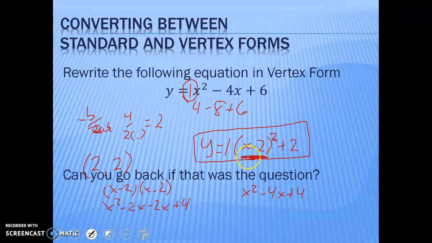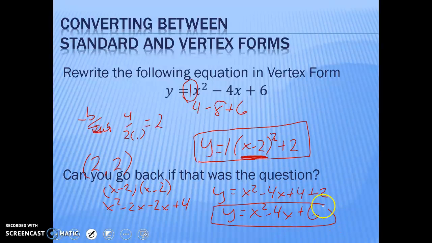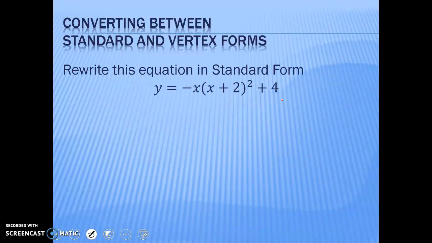That's what this is squared. I can multiply it all times 1, which is going to give me the same thing, and then I have to add 2 at the end. Well, if I simplify all of that, I'm going to have x squared minus 4x plus 6. And you can see now I'm back in standard form. So you should be able to convert from standard form to vertex form and from vertex form back to standard form. Let's try it with a new problem.